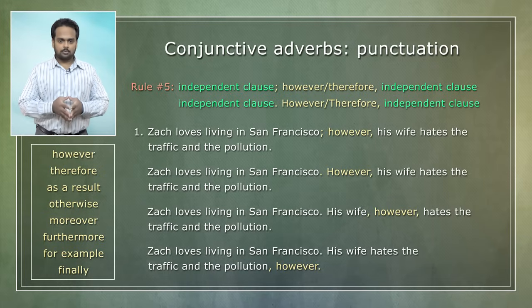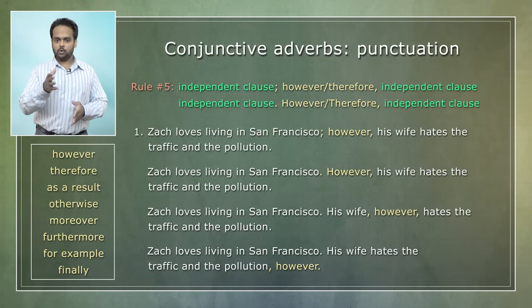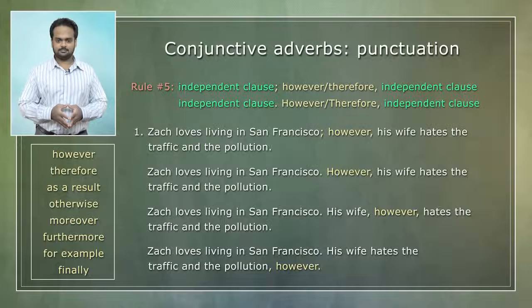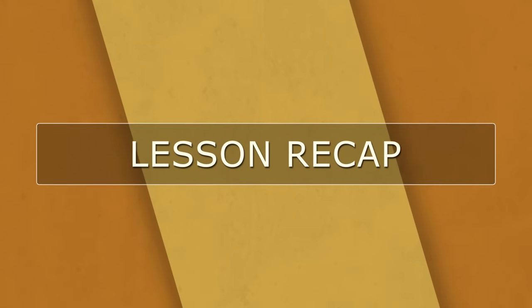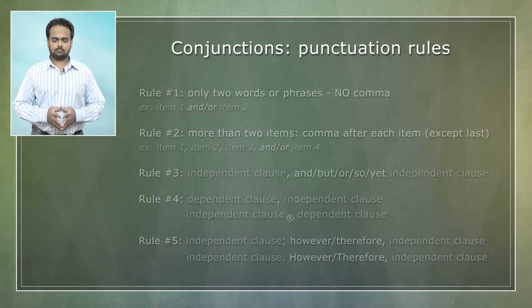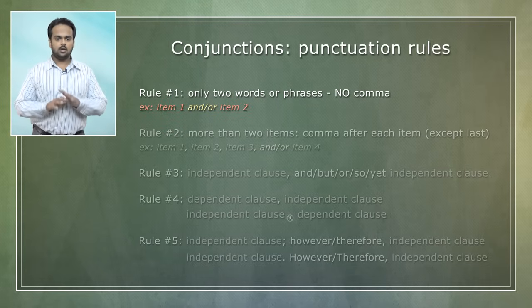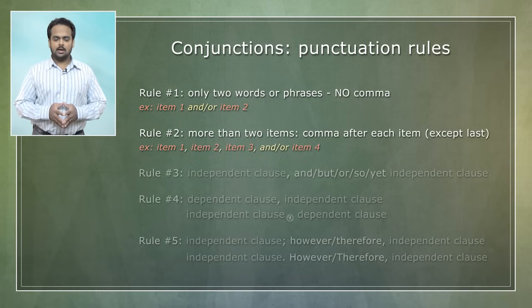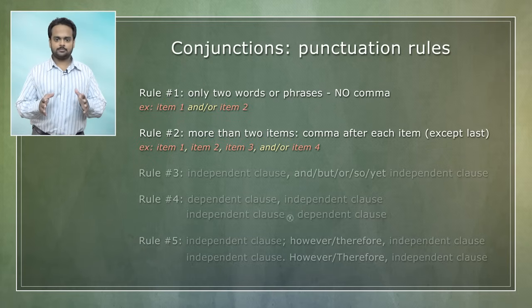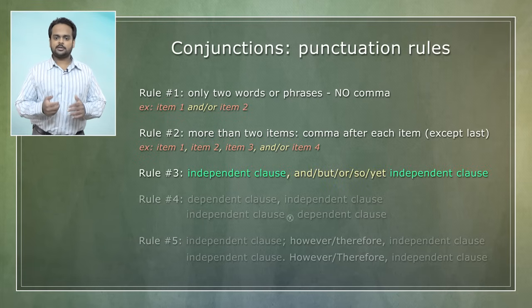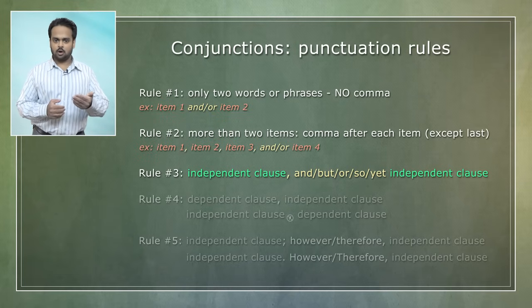All right, now let's do a quick recap of all the rules that we've learned in this lesson, and then I will give you a test to see if you can punctuate conjunctions correctly. Rule number one, if a conjunction only connects two words or phrases, no comma. Rule number two, in lists of three or more items, put a comma after each item, except the last. Put the last comma before the conjunction. Rule number three, when connecting two independent clauses with a conjunction, always put a comma after the first clause.